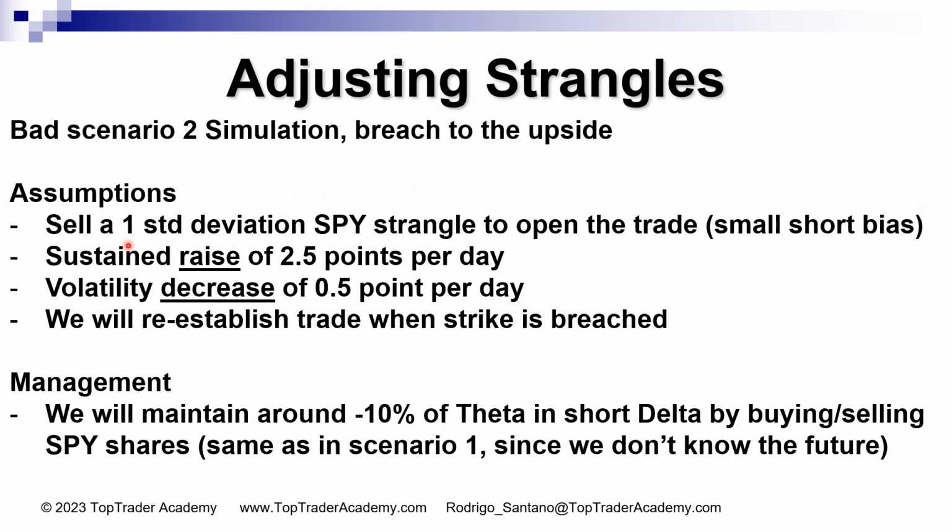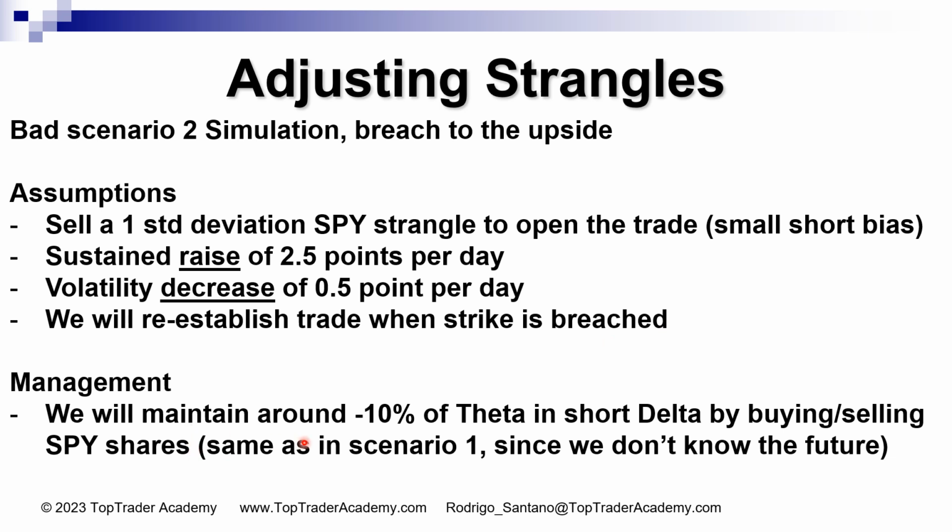So what do we do? We're gonna start with, again, the same position, 1 standard deviation, so the 16 delta strangle, sustained raise of 2.5 points every day, but now volatility is gonna decrease 0.5 points per day. Remember, when the market goes higher, volatility decreases. When the market goes lower, volatility increases. And again, we will go up to the point when the strike is breached. In this case, the call strike.